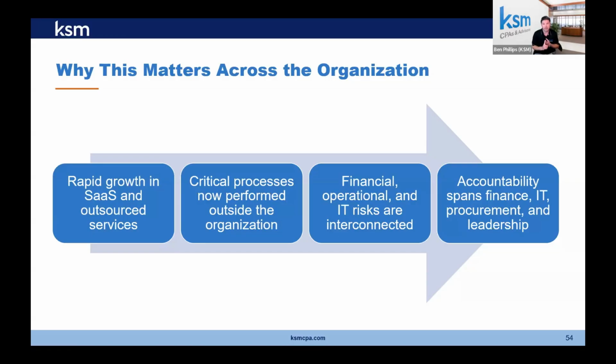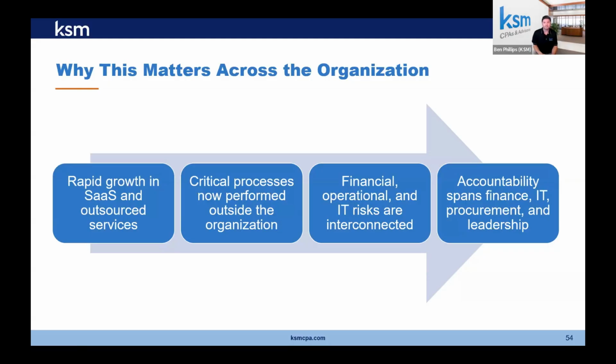IT issues can become accounting issues. Vendor outages can become operational issues. Security weaknesses can become compliance or financial reporting issues. So one of the big mindset shifts that organizations need to make is understanding that outsourcing a process does not outsource the accountability. Leadership, finance, IT, procurement, and operations still all share responsibility for ensuring that services are properly governed.